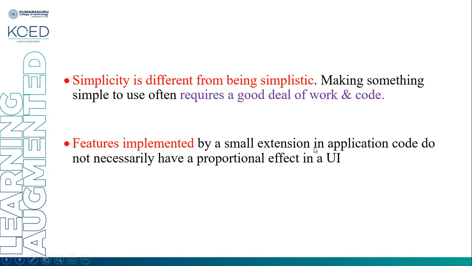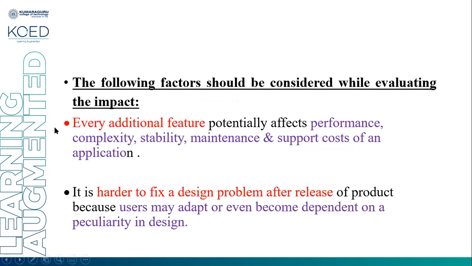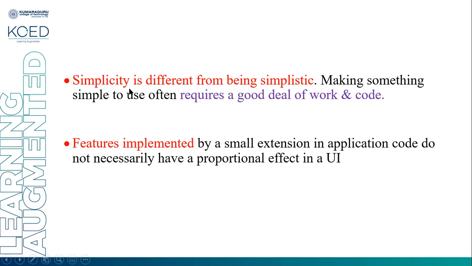Features implemented by a small extension in the application code do not necessarily have a proportional effect in the UI. So if you extend some features which are implemented, it should not impact your user interface. So these are the 4 rules. Every additional feature costs. It is harder to fix the design problem after the release. You have to fix everything before the release.